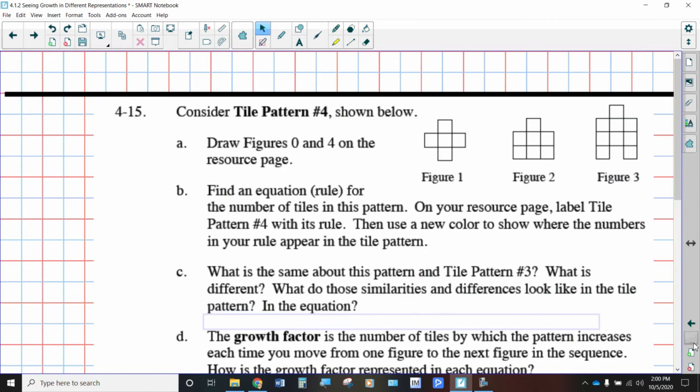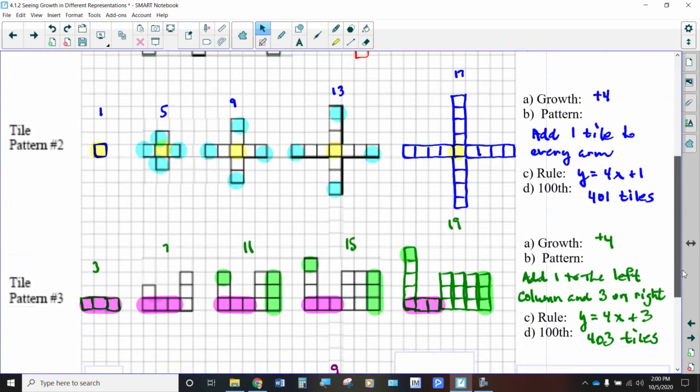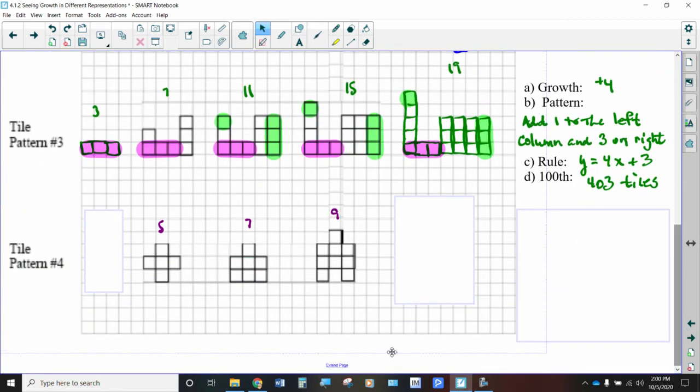So let's get to pattern 4. Let's do the same process. This is a little bit different than the others. The first one, figure 1, had 5 tiles. Figure 2 had 7 tiles. Figure 3 had 9. This one is not growing by 4. This is growing by 2.